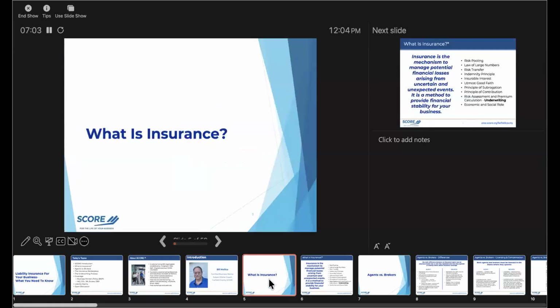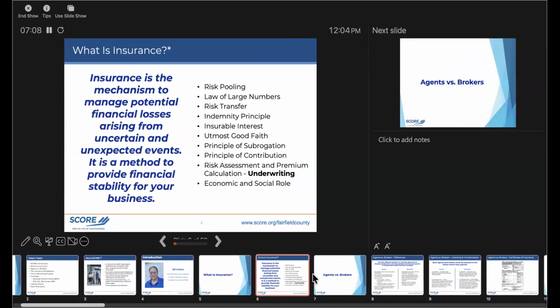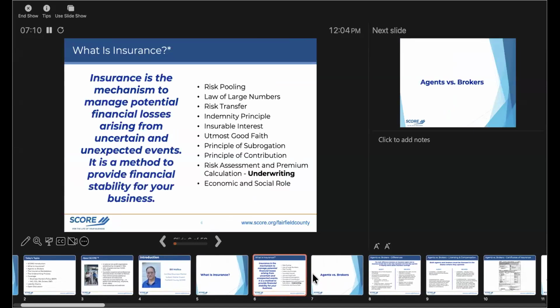What is insurance? Insurance is the mechanism that will manage potential financial losses from unexpected events, and it's meant to provide financial stabilization to your business. Okay, it is not a profit-making scheme.